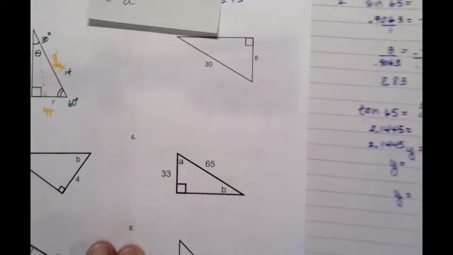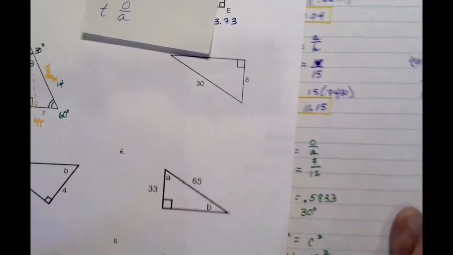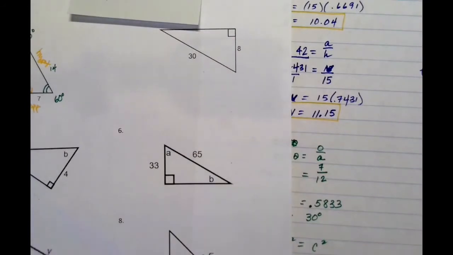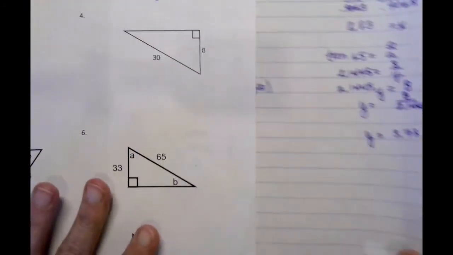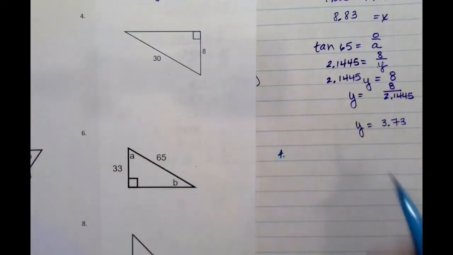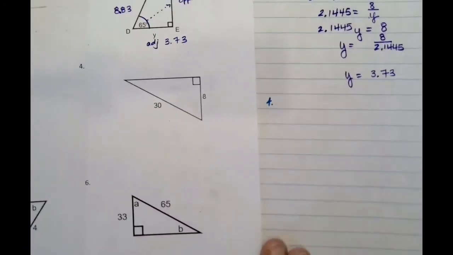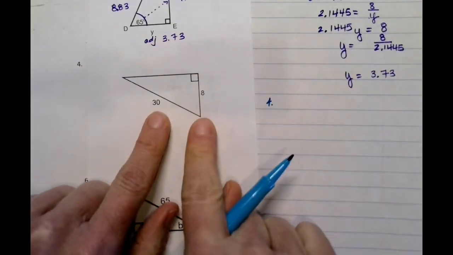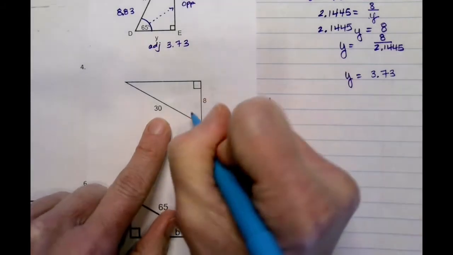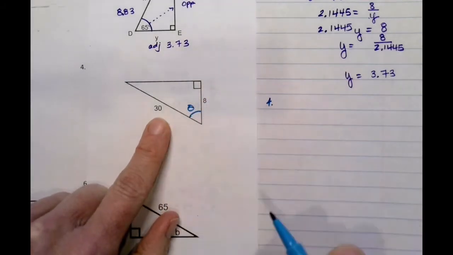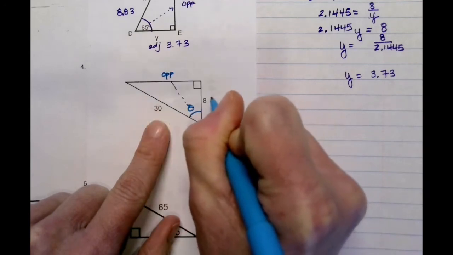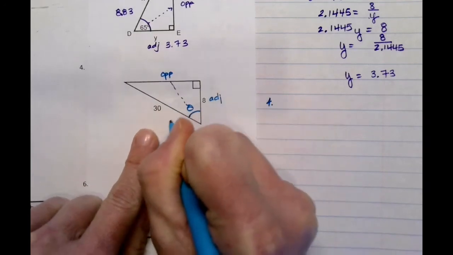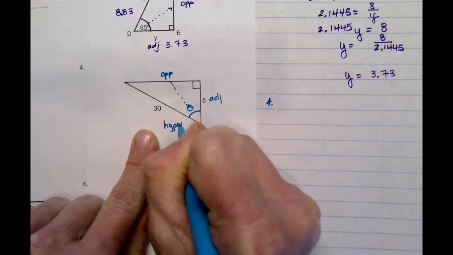So try to move things around. Give ourselves more room here. When we're looking at number 4, we have, again, 2 side lengths, but no angles. So I'm going to make this one my theta. I'm going to call this one my opposite. This one is my adjacent, and this side is my hypotenuse.